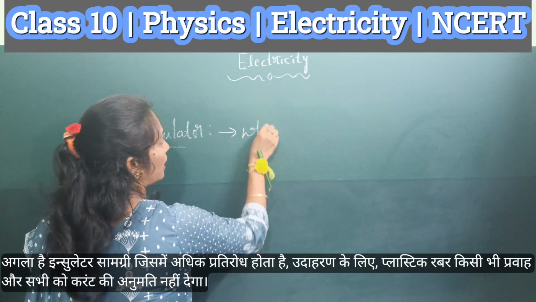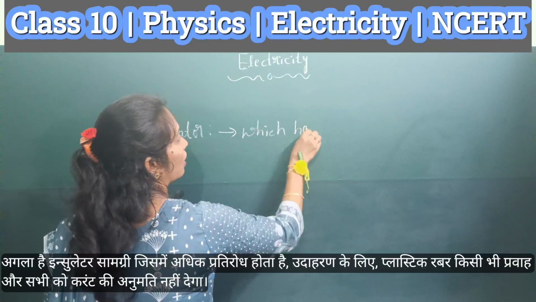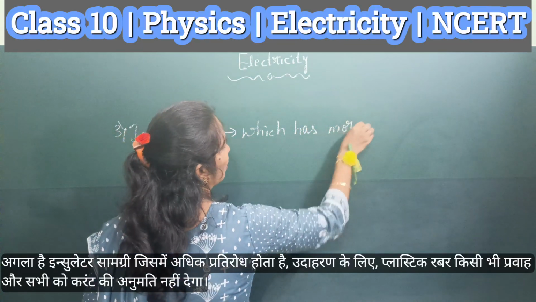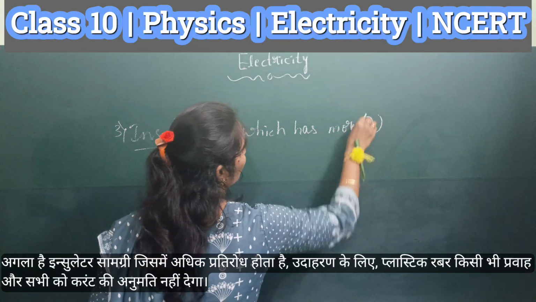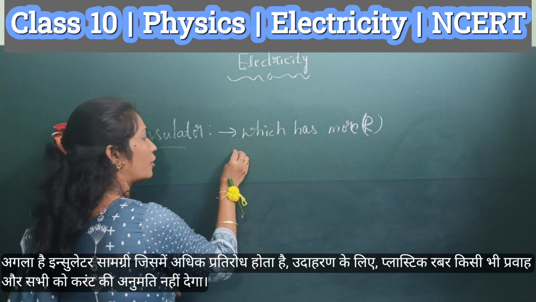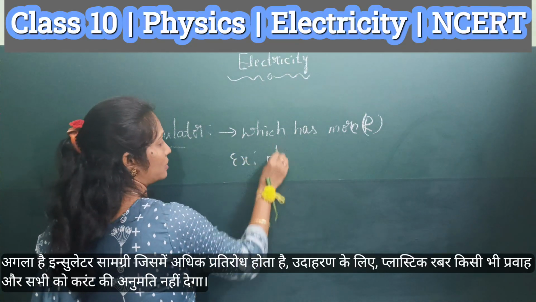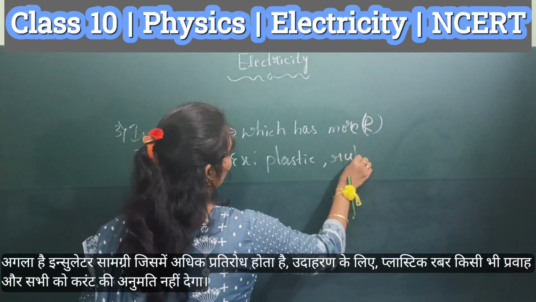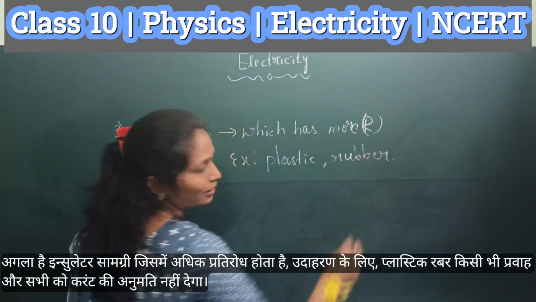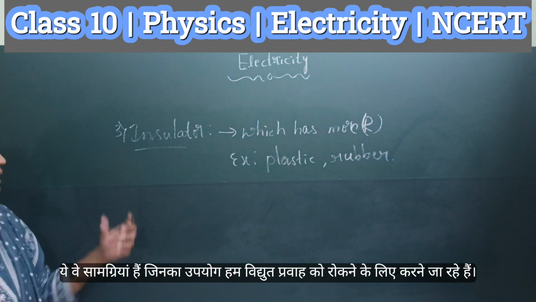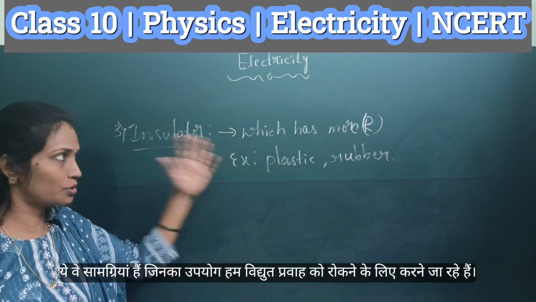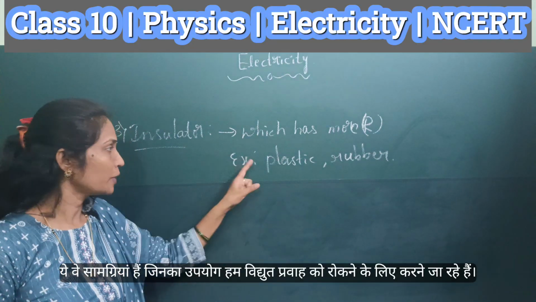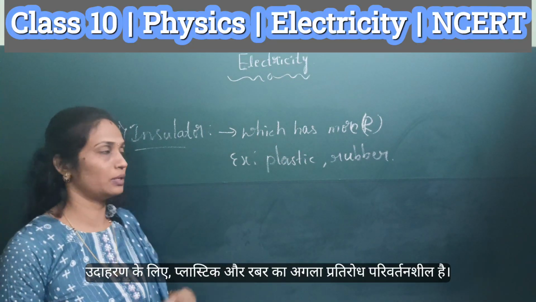Materials which have more resistance. For example, plastic and rubber will not allow any flow of current. These are the materials we use to stop the flow of current. So for example, plastic and rubber.